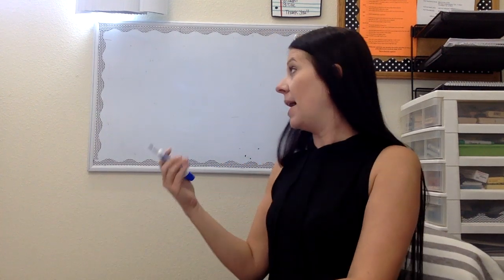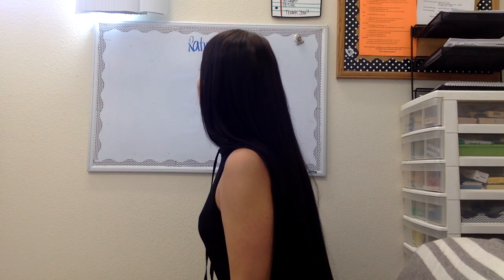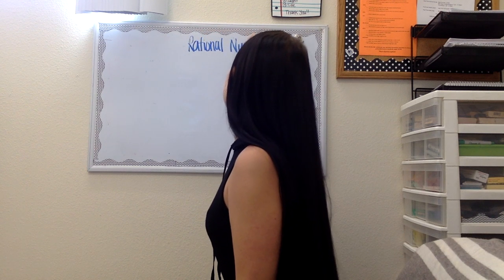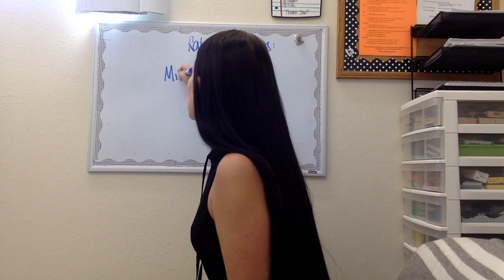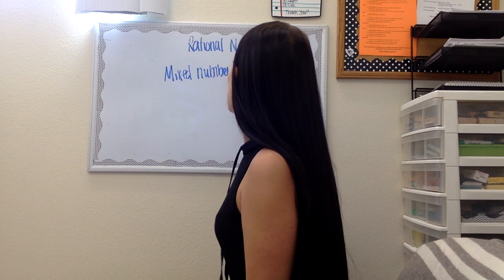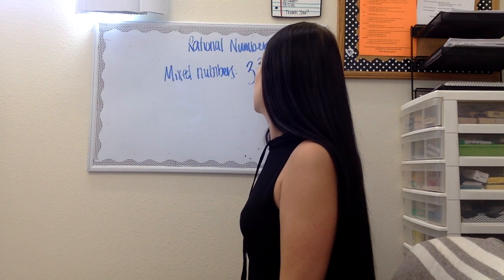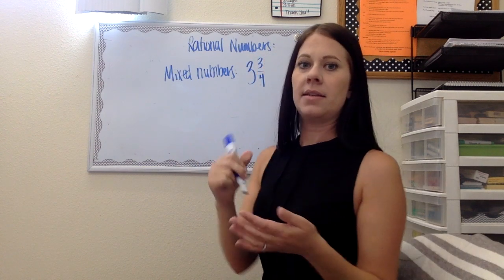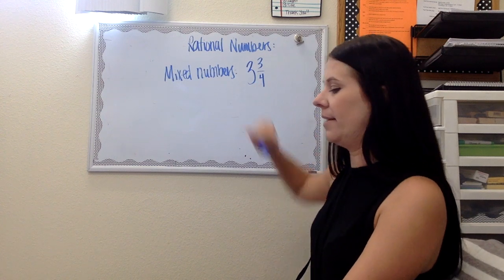So different formats that we have, and you can label these notes today just rational numbers. Rational numbers. Okay, so we have mixed numbers, and I know that you've worked a lot with these. They look something like this. And it's considered mixed because we have a whole number in front and we have a fraction behind it.